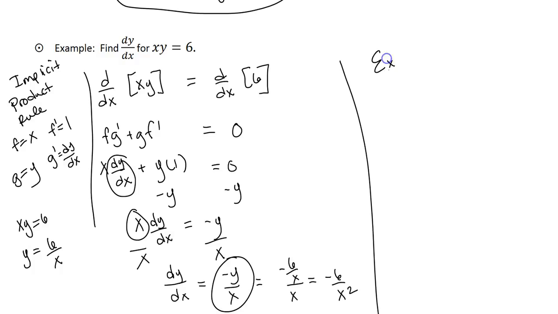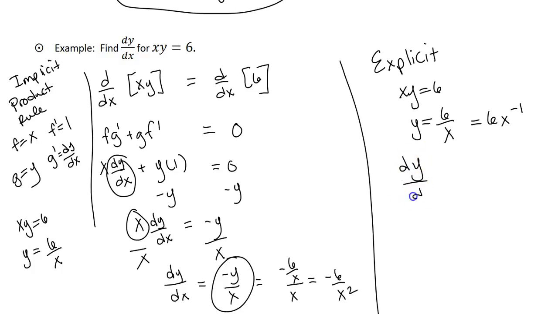Now you could actually do this derivative explicitly as well. If you take the xy equals 6 and go ahead and solve it for y, then that is 6x to the negative 1. So dy over dx would be 6 times negative 1 times x to the negative 2, or negative 6 over x squared. So you can see either way you're going to get the same answer. The only time when you would absolutely have to do this product rule is if the xy is a term that's in another equation that has maybe more y terms and you can't exactly solve it for y.